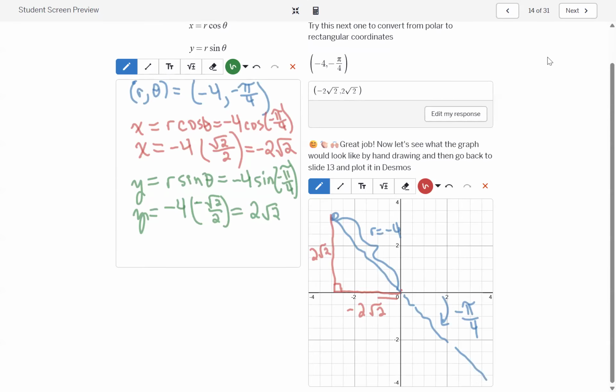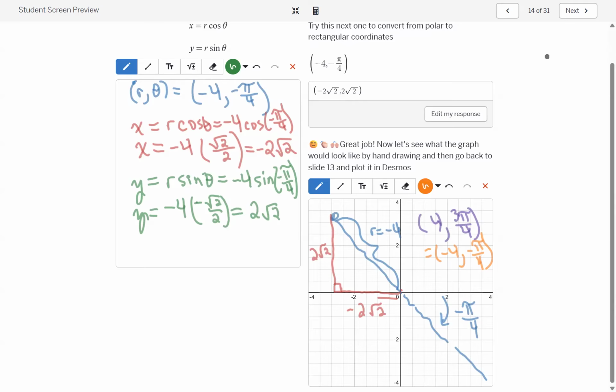So the angle would be 3 pi over 4 if we were using a positive radius. This is equivalent to the point they gave us. I change the radius to positive and I add pi to my angle. That's an equivalent polar point. Both of those calculations would give us the same XY coordinates, though.